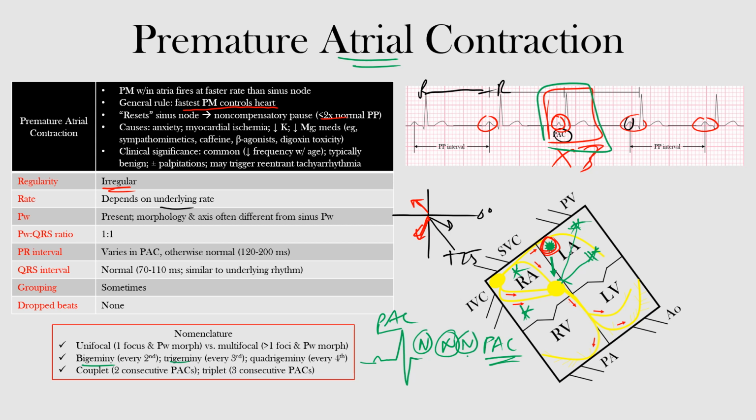All right. Now, when we talk about couplets and triplets, what this means is that you would have 2 of them occurring in a row. So imagine you have a normal beat and a PAC and a PAC and then a normal beat. This would be a couplet. Okay. Now imagine you had 3 in a row. We would call that a triplet.